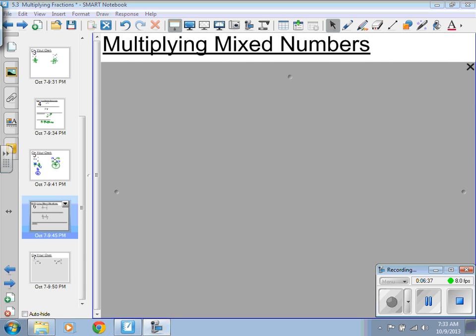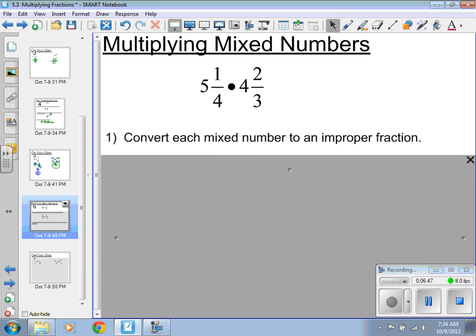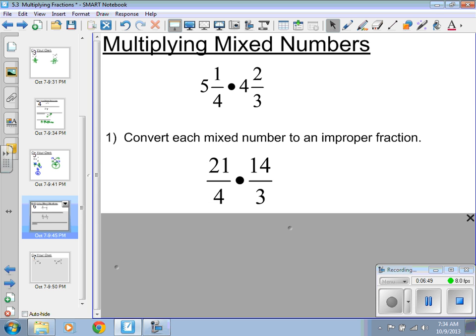Now we're moving on to multiplying mixed numbers. We start with the problem 5 1/4 times 4 2/3. We convert each mixed number to an improper fraction. We do that by taking 5 times 4 and adding the 1. So we take our whole number times our denominator, our bottom number, and add our numerator, the top number.